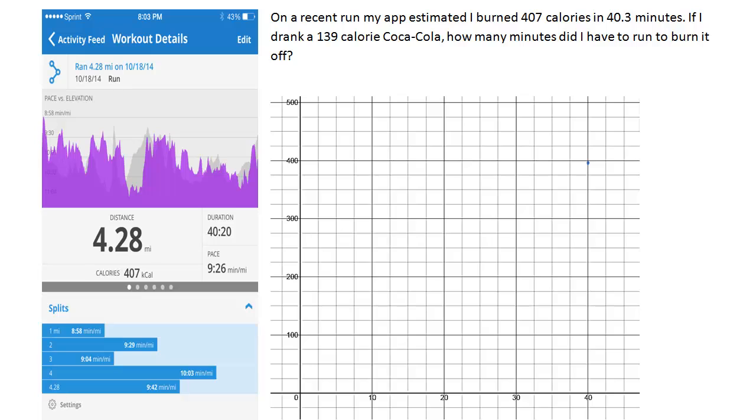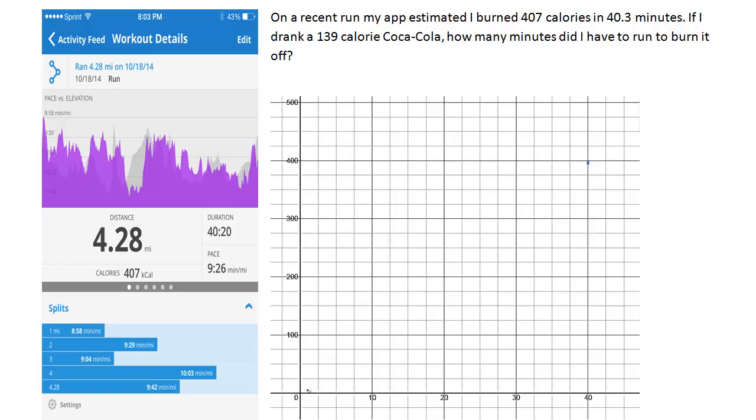Now, slope isn't just used to describe changes in elevation. It can be used to describe changes in other things as well. For example, on a recent run, my app estimated that I burned about 400 calories during that 40-minute run. As you can see, my pace changed, but the elevation that I was running at changed as well. So we're going to assume a constant burning of calories over time.